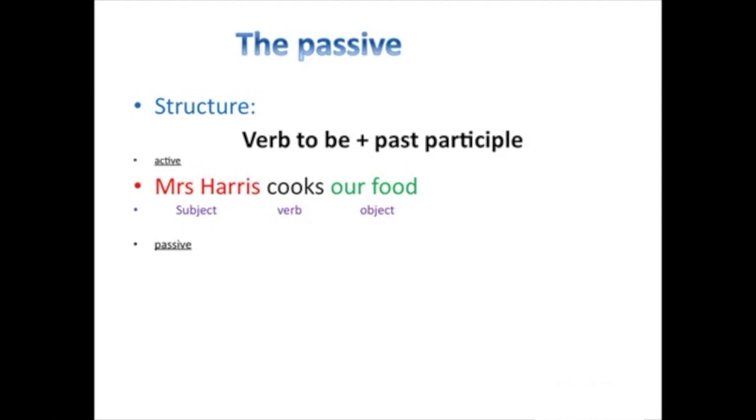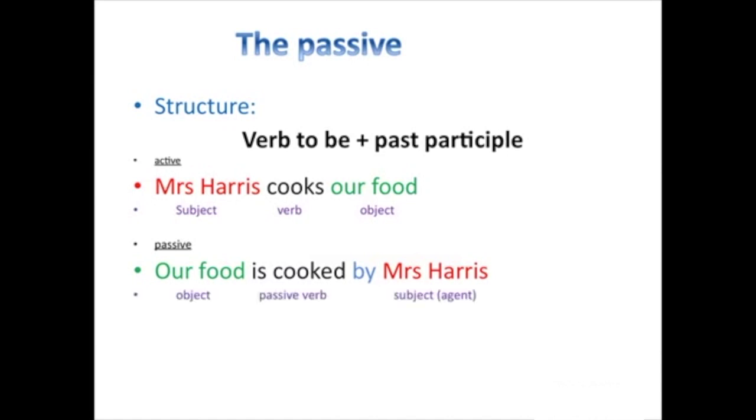In a passive sentence, the object goes first. So, our food is cooked by Mrs. Harris. Here, we have our food as the object, we have a passive form of the verb cooks, and we have Mrs. Harris. But to use a subject, we need the preposition by.